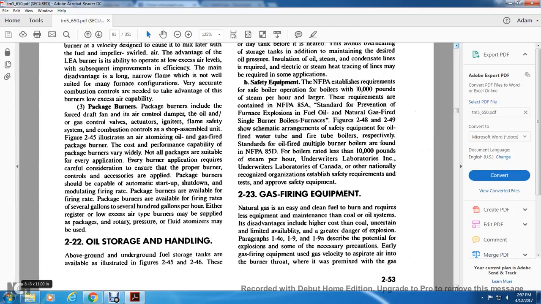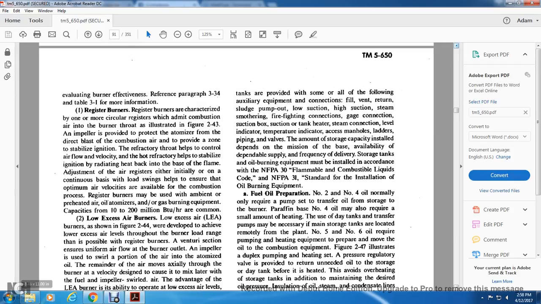Oil storage and handling. Aboveground and underground fuel storage tanks are available, as illustrated in Figures 24-6 and 24-7. Tanks are provided with connections for the oil flowing in and auxiliary equipment: fill, return, sludge pump-out, low suction, high suction, steam smothering, firefighting connection, gauge connection, suction box or tank heater, steam connection, level indicator, temperature indicator, access manholes, ladders, piping, and valves.